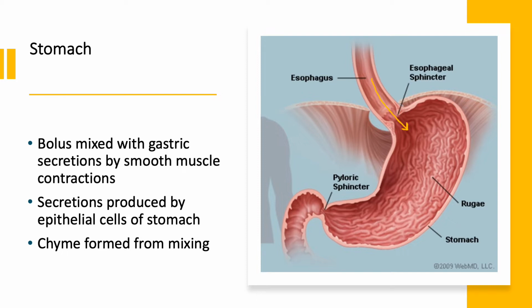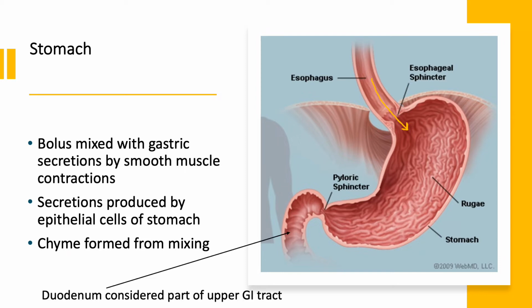Upon entering the stomach, it's going to continue to be churned and mixed with gastric juices. There's going to be secretions from epithelial cells, like hydrochloric acid and enzymes, and they're going to mix together with that bolus. There's going to be contractions of the stomach due to that musculature. It's going to mix everything together into this acidic mixture that we then call chyme. So the bolus becomes chyme in the stomach before passing into the duodenum, which is considered part of the upper GI tract, and that's what we'll leave off today.